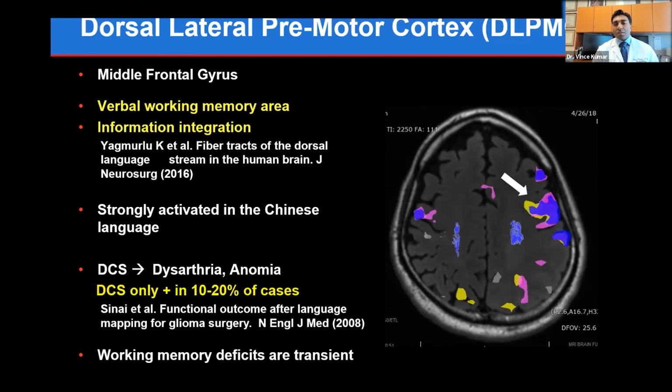So direct cortical stimulation can result in dysarthria and anomia, but Sinai et al. found that this only occurs in about 10 to 20% of cases, so not that common, but still worth stimulating if you see activation in that area. And in general, working memory deficits are transient and the patient recovers.